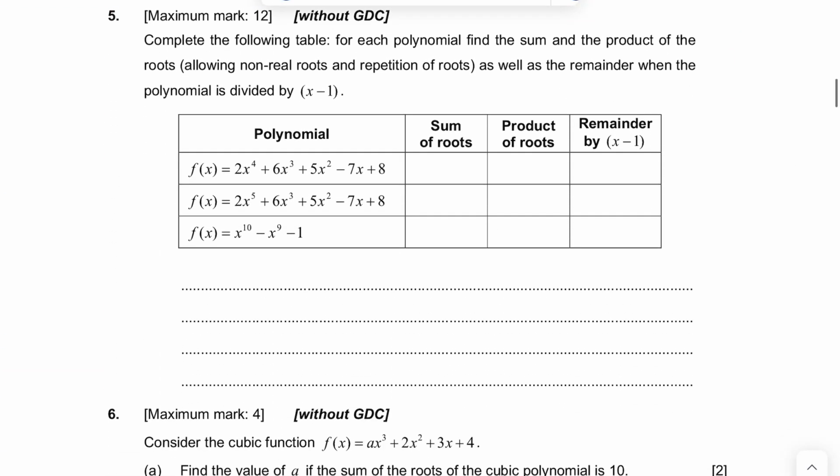Question number 5. Complete the following table for each polynomial. Find the sum and the product of the roots, allowing non-real roots and repetition of roots, as well as the remainder when the polynomial is divided by x minus 1.